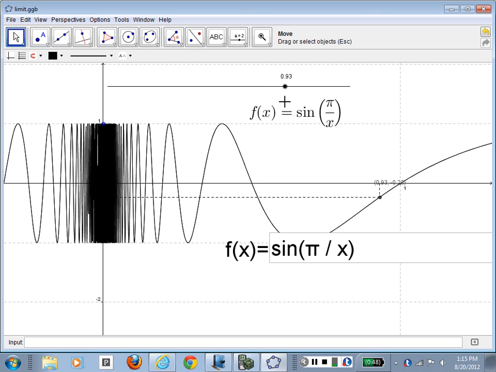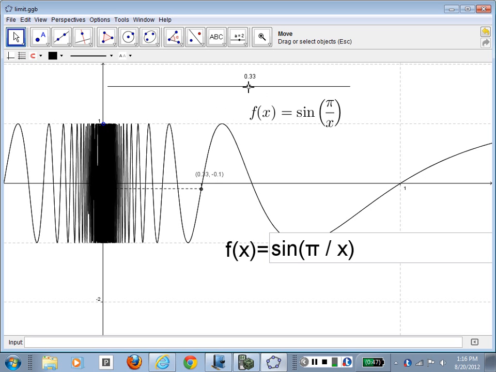Okay, so when x equals 1, pi over 1 is pi, and the sine of pi is 0. So I think that makes sense that it should have a value there. What's this right here? 0.5. Pi divided by 0.5 is 2 pi, isn't it? Mm-hmm. That's 2 pi. We know the sine of 2 pi is equal to 0. Yes.